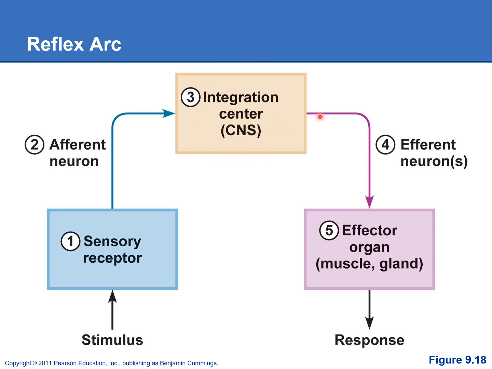And then we're going to send a nerve signal out through the efferent neuron. That'll be your motor neuron. And then that'll talk to the effector organ. So that'll be either a muscle or a gland. And then we'll get our response.